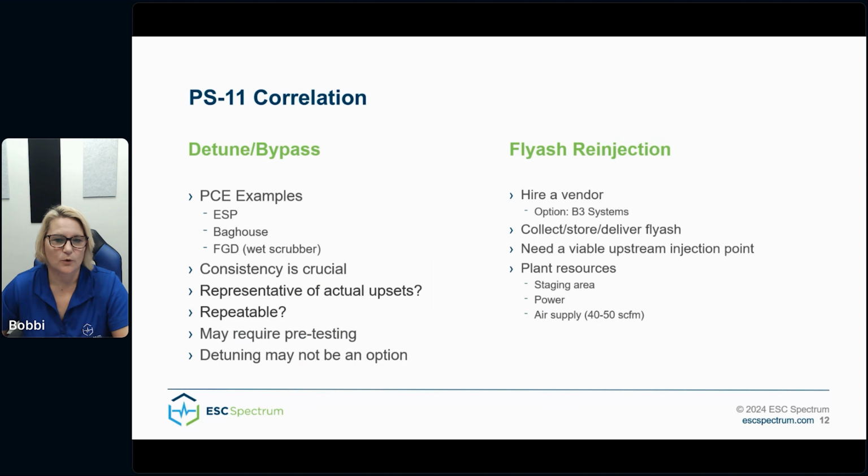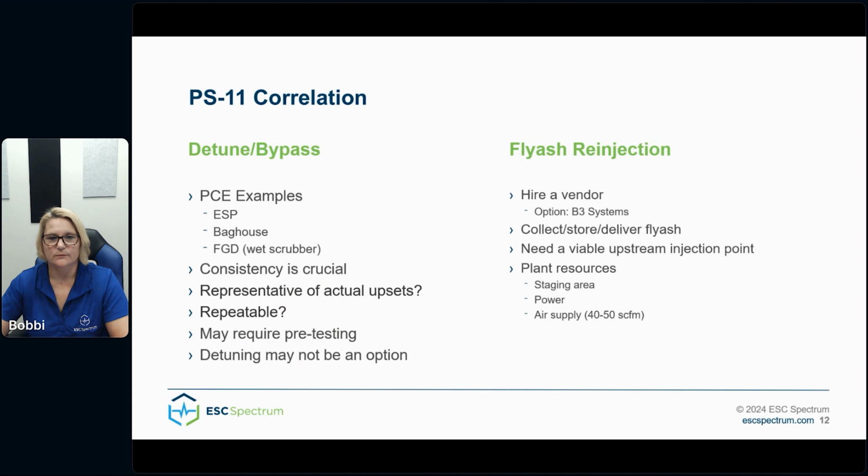So detuning or bypassing versus fly ash reinjection. When developing a detuning procedure, there are a few important considerations. First, consistency is crucial. The process conditions need to be stable and repeatable, both from run to run and also when the RCA is due under Procedure 2, typically in 3 years.